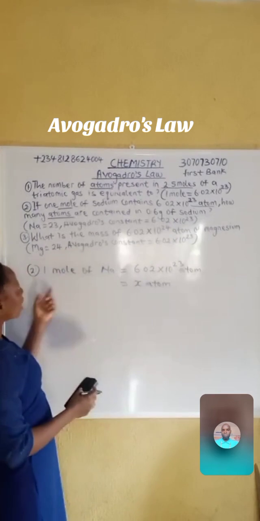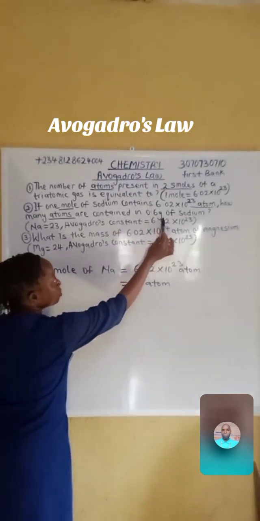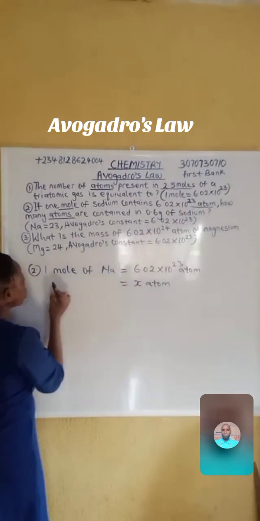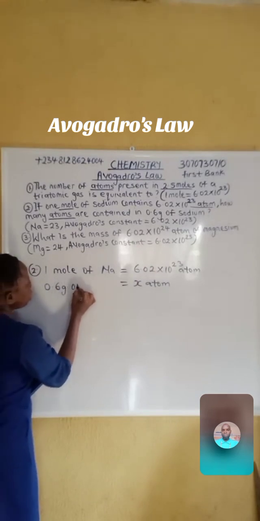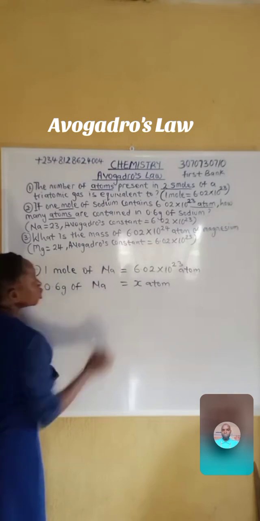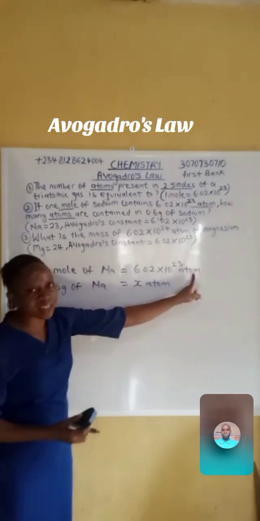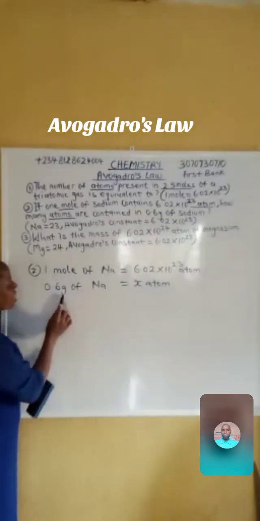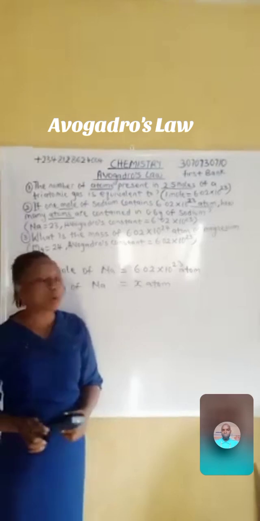X atom will be equivalent to, so what is the value given for sodium? They gave us 0.6 gram of sodium. So right under this place is 0.6 gram of sodium. Now, the unit here is atom, so likewise at this side. But let's look at this one. This one is in mole, then this one is in gram. So this one is mass in gram, while this one is the number of mole.